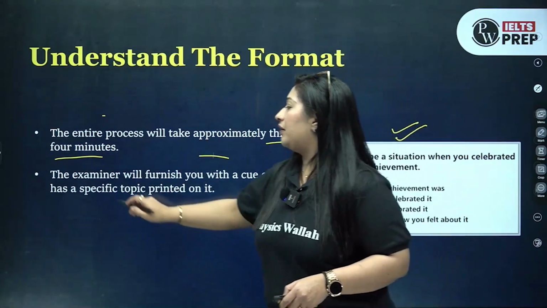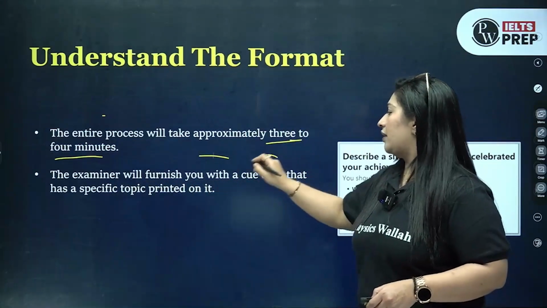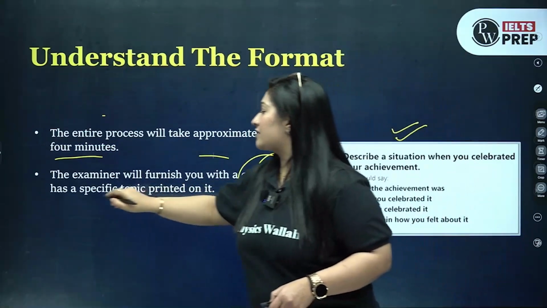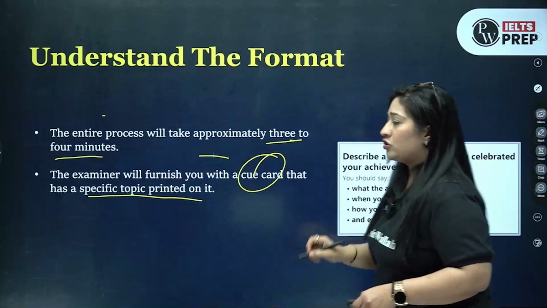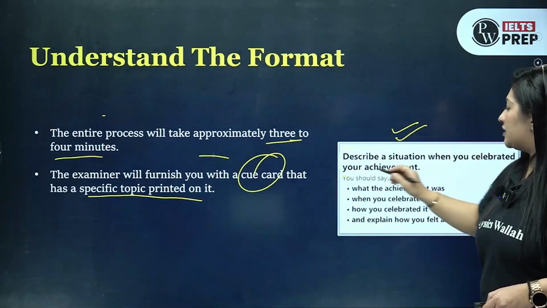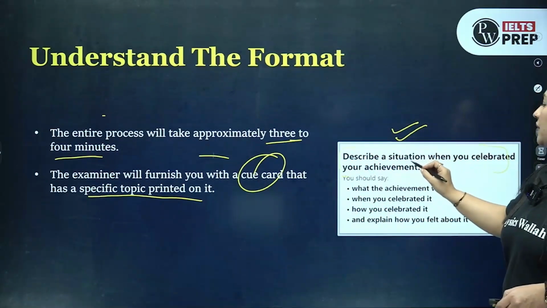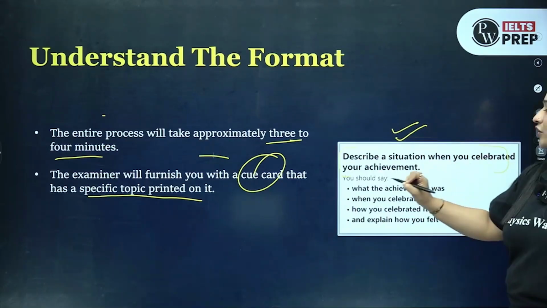And here what happened, the examiner will give you a question like a cue card and that has a specific topic printed on it. So जैसे कि ये cue card है, यहाँ पे specific topic दिया है कि describe a situation when you celebrated your achievement.